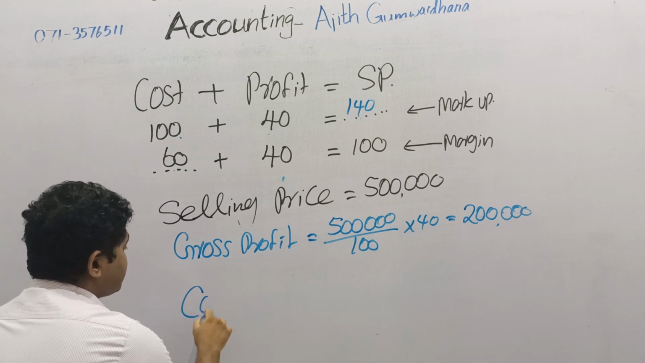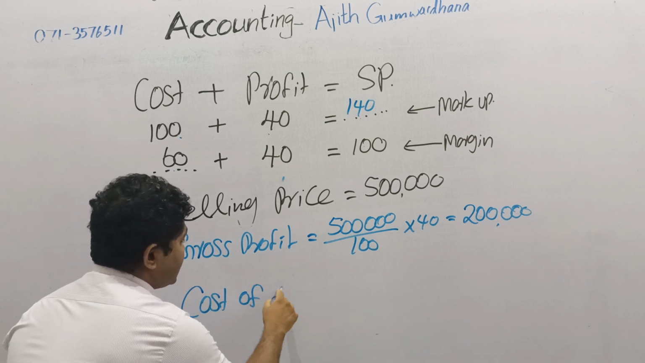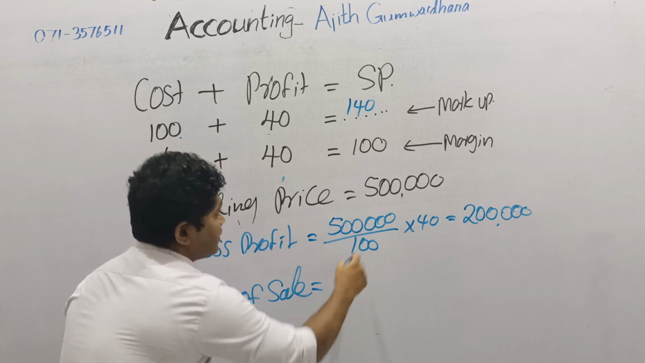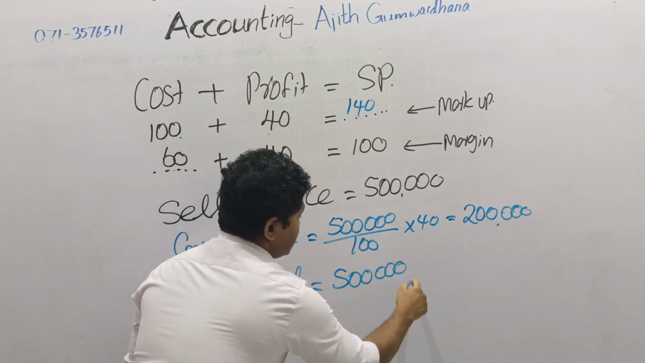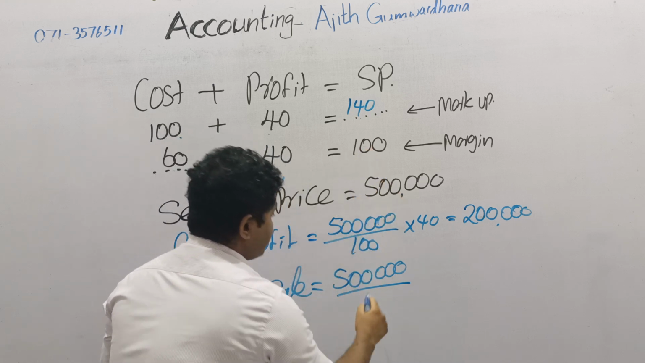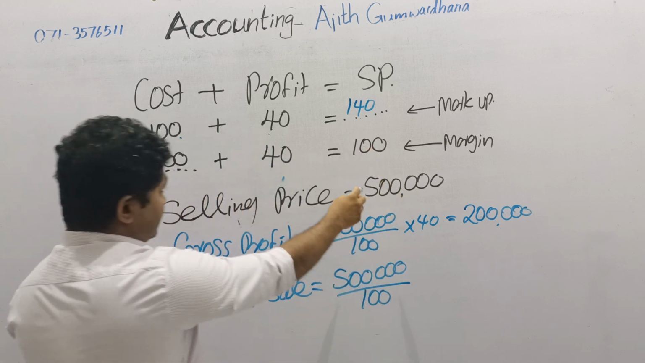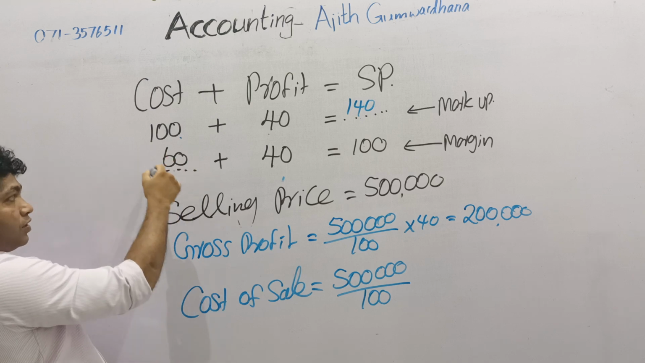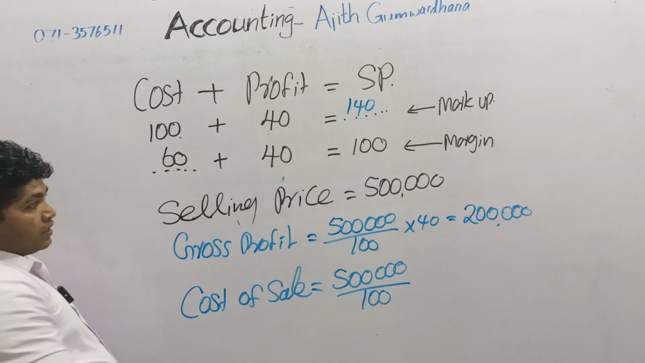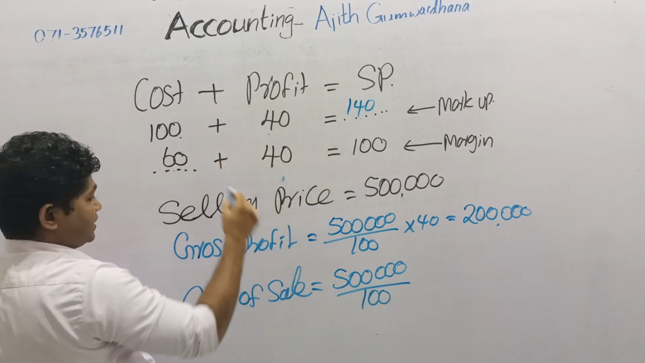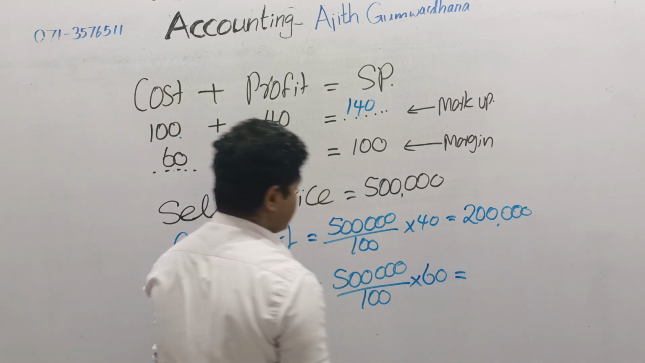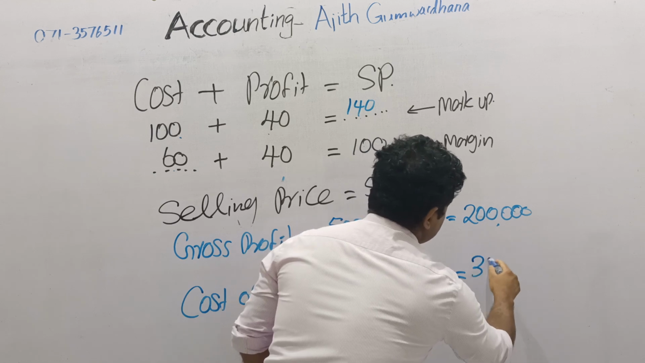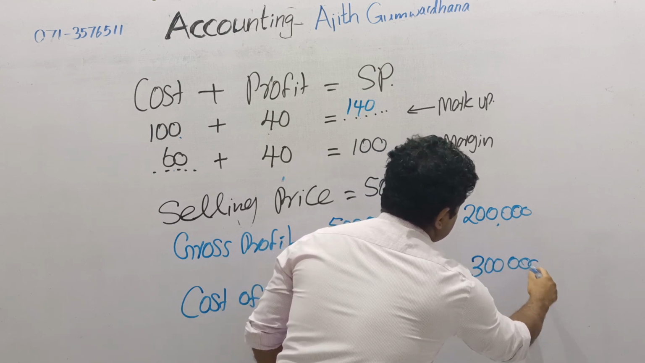And cost of sales also can be calculated given the selling price. Selling price equals 5,000, but given margin, it is equal to selling price 100. Think gross profit is 40, so cost of sales equals 60. This value divided by 100 into 60 gives cost of sales. Therefore, cost of sales equals 300,000.